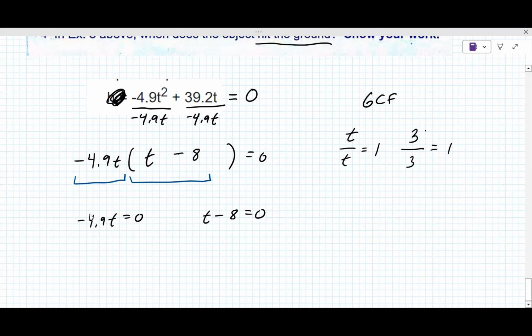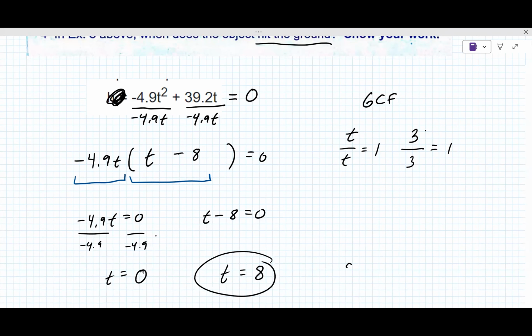All right, so let's solve the one on the left first. How do you undo this number in front of t? You divide both sides by minus 4.9. What is 0 divided by anything besides 0? It's still going to be 0. Very good. And what's the answer to the other one here? The 8. So that's the one we want. 8 seconds later.